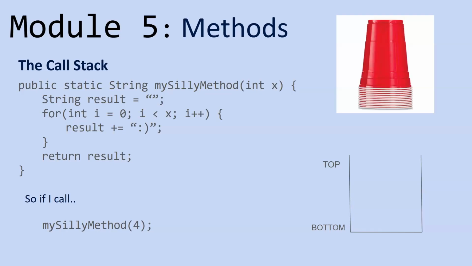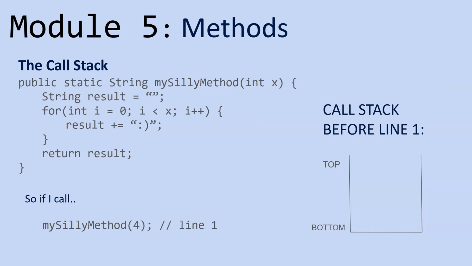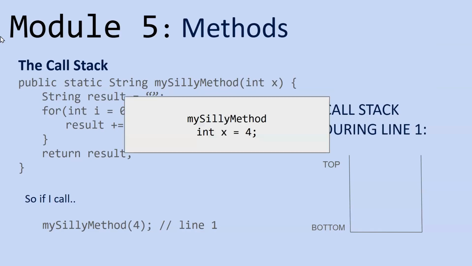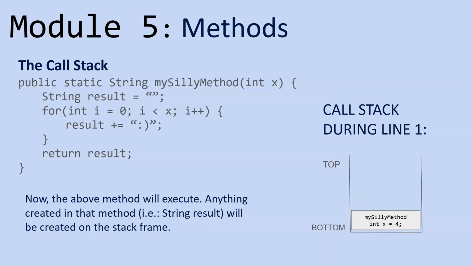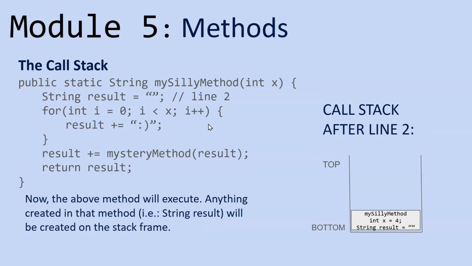So let's say I'm in main, and I call mySillyMethod with the parameter x being 4. Well then, before line 1, our call stack is empty, right? But then during line 1, I create a stack frame, which has mySillyMethod, so we can identify the method, and also the parameter that we call the method with. Great. So that's at the bottom of our stack. Cool stuff. And so the method is going to execute, and anything created in this method, for instance string result, will be created on that stack frame.